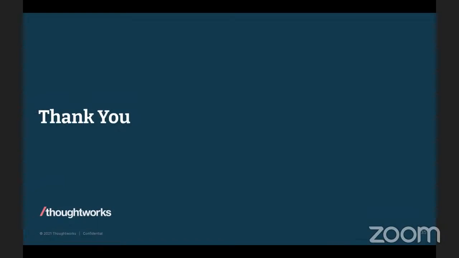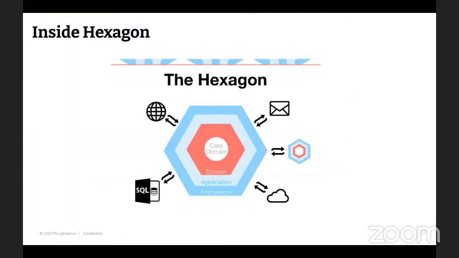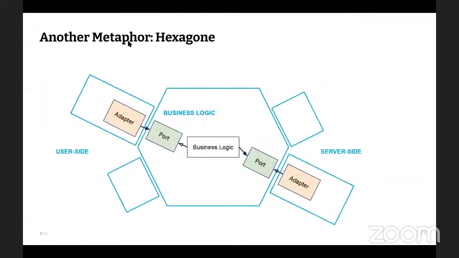Why the name hexagonal architecture? Let me go back to one of the slides. If you want to picture the components that we have discussed previously, adapters, ports, user side, server side, everything, you can draw a hexagon around the business logic, the center layer that we have seen before. It can be any shape actually. It can be a pentagon, it can be a square.